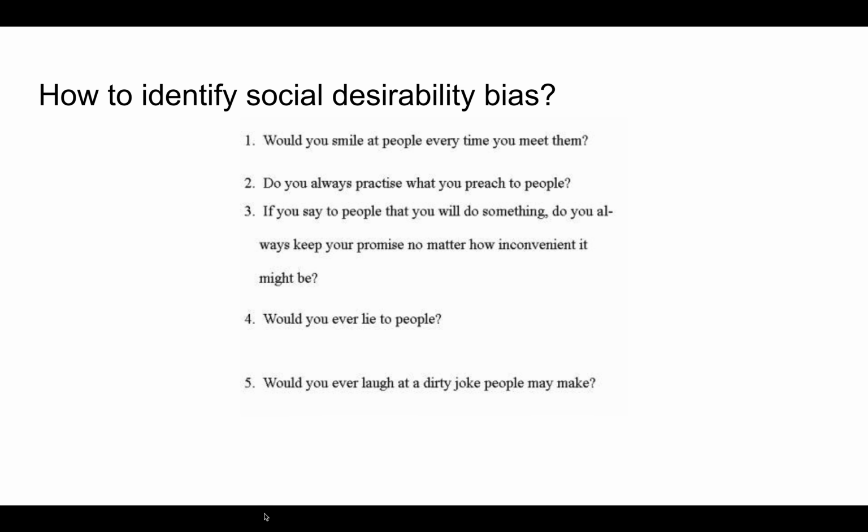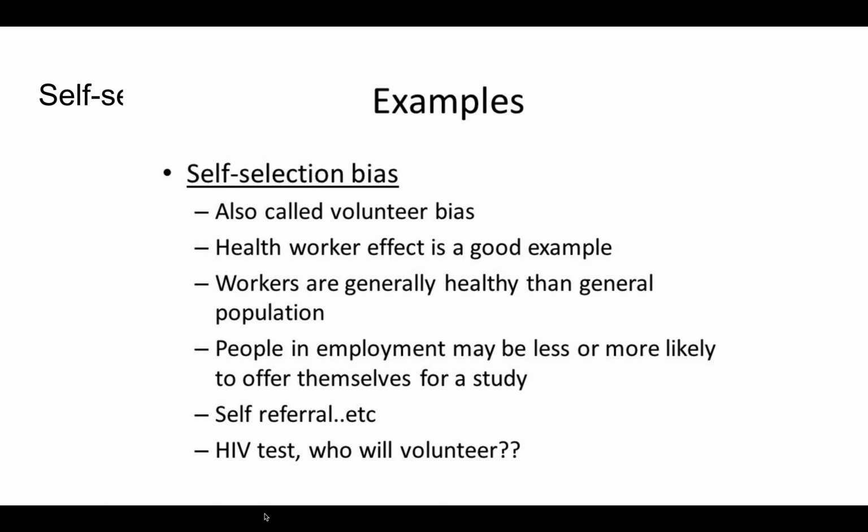So one way to identify social desirability bias among customers is to ask a set of questions called the social desirability scale. There we ask a set of questions that would let us know the customer's tendency to answer in a socially desirable way.